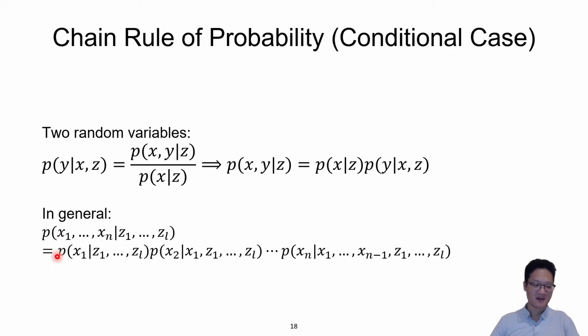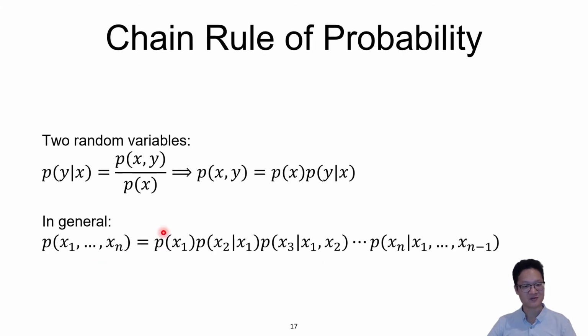In the general case, we have the chain rule for x. So we have p of x1, p of x2 given x1, and then p of x3 given x1, x2, and then eventually p of xn given x1 to xn minus 1. And then every term here will be given the same set of z variables, z1 to zl. Everything is kind of abstract right now, so these are just potential variables that we could be given. But if they're given everywhere, then we preserve the previous rule.